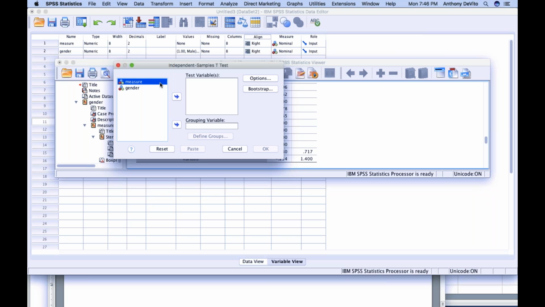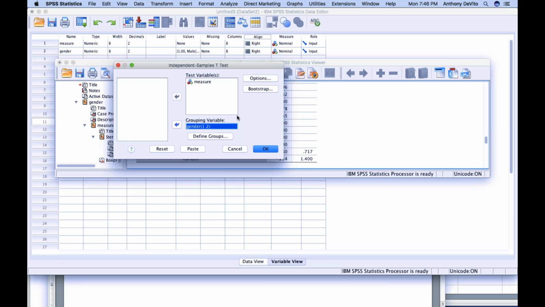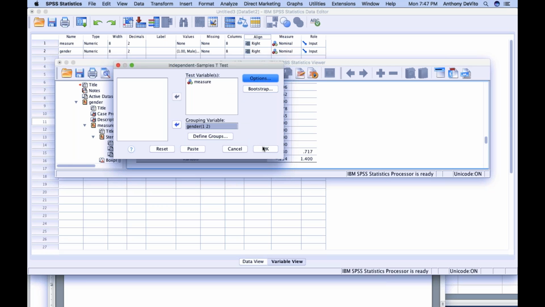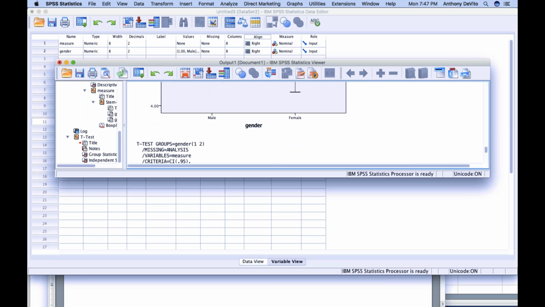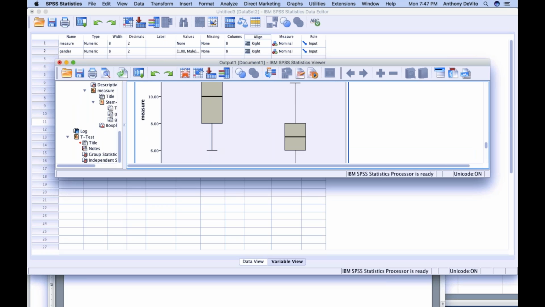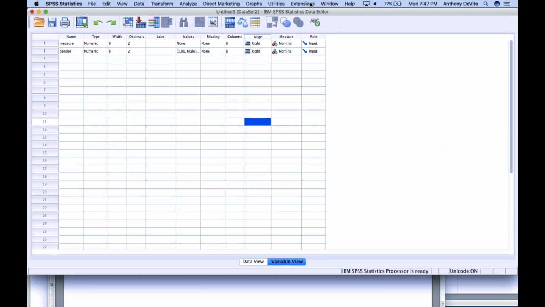So I'm going to say, okay, measure is going to be the numerical variable. Gender is going to be my grouping variable. I've got to define the groups. I've got to tell it that they're 1 and 2, the numbers I've represented. I'm going to go into options here, and 95%, in other words alpha equal to 0.05. I'm happy with that. I'll click OK, and SPSS will do some descriptive statistics, create a couple of box plots, and then do a t-test for us.